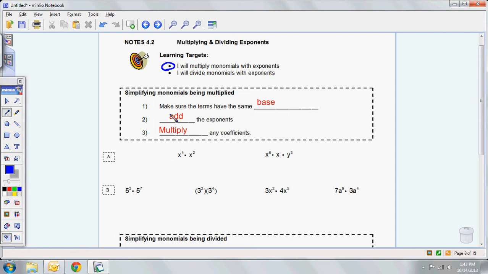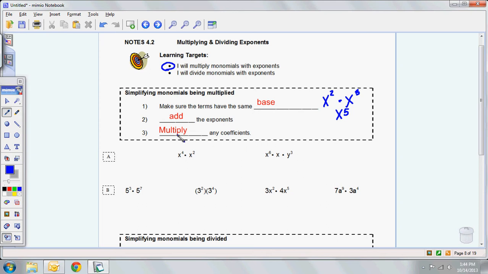Alright, so the first thing you're going to want are these key steps to simplifying monomials that are being multiplied. So the first thing you're going to want to do is make sure your terms have the same base. So for example, I have x to the second times x to the third. X is my base. Those have the same base, so I can simplify this expression right here. So once you have the same base, then you're going to add the exponents. So for example, if I have x squared times x to the third, that would give me x to the fifth. I'm just simplifying by adding those exponents.